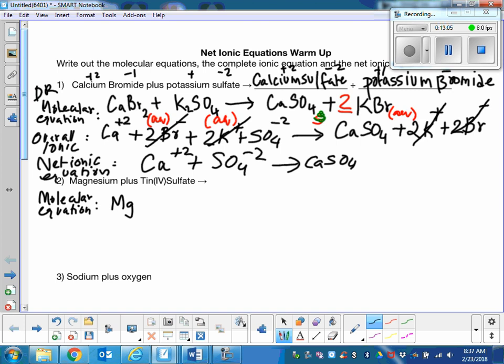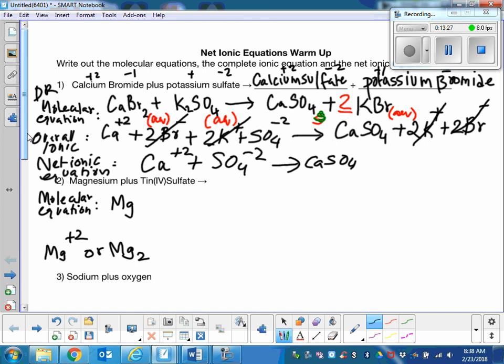Can I ever write Mg as Mg plus 2? I think kids do this all the time on my paper. Can you do any of this? You're telling me magnesium is a diatomic gas. Are you being serious?